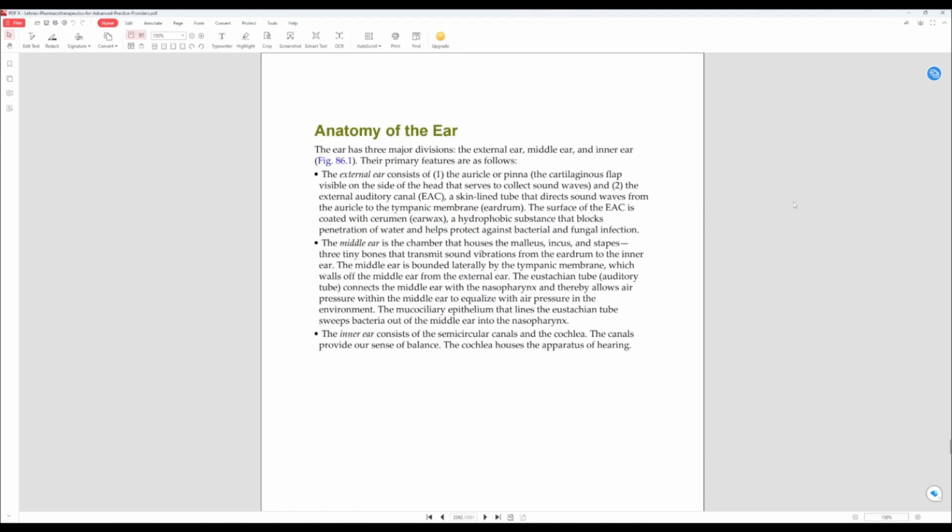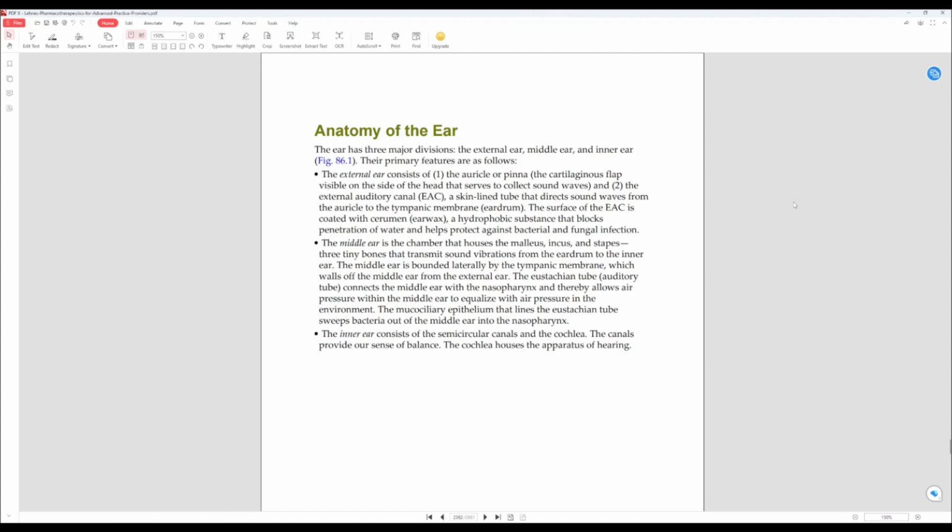So, the anatomy of the ear. The ear has three major divisions: the external ear, the middle ear, and the inner ear. The primary features are as follows. The external ear consists of the auricle or pinna and the external auditory canal, a skin-lined tube that directs sound waves from the auricle to the tympanic membrane. The surface of the EAC, or external auditory canal, is coated with cerumen, or earwax, a hydrophobic substance that blocks penetration of water and helps protect against bacterial and fungal infections.